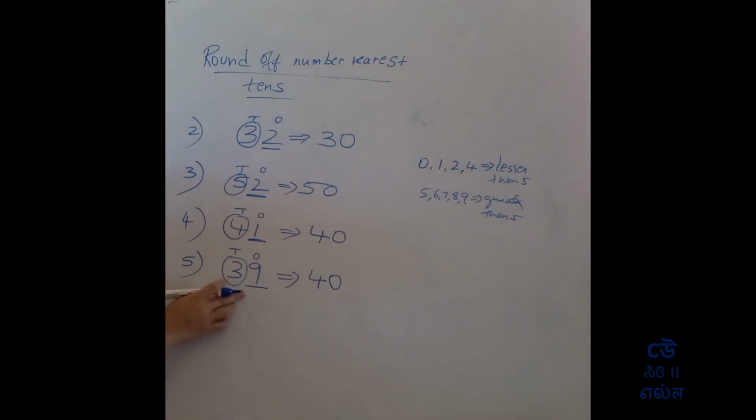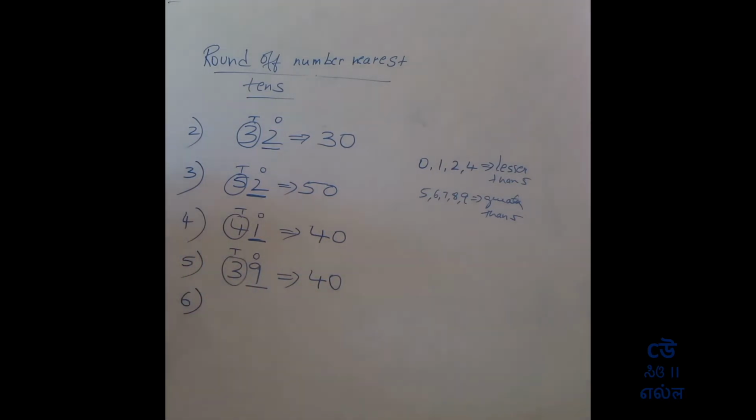Okay, children, got it? How did I do this? Did you get the difference between this and this? Here 1 is lesser than 5, so we did not change the tens place value. Here 9 is greater than 5, so we are changing the tens place value. That is, we are increasing the tens place value. Okay.